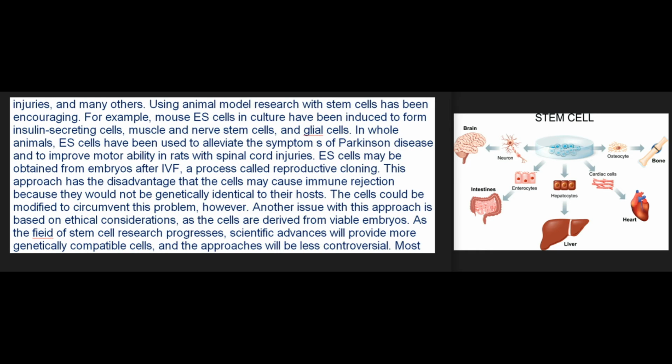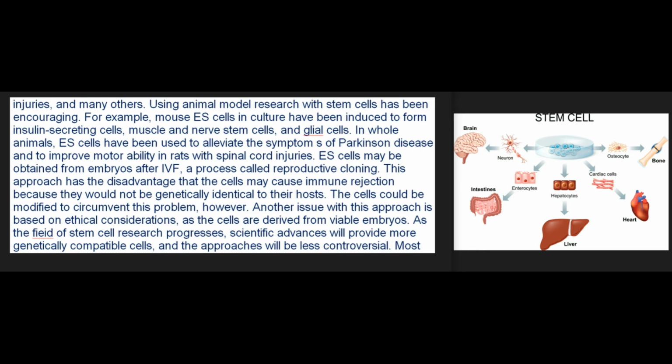For example, mouse ES cells in culture have been induced to form insulin-secreting cells, muscle and nerve stem cells, and glial cells. In whole animals, ES cells have been used to alleviate the symptoms of Parkinson's disease and to improve motor ability in rats with spinal cord injuries.